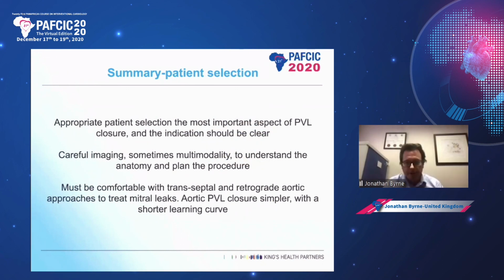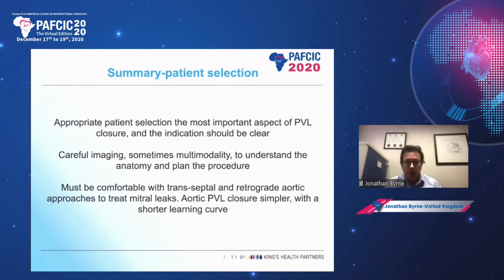It's a very brief overview, really, of who I think should and who shouldn't be treated. I think that actually appropriate patient selection is probably the most important aspect of PVL closure, and having a clear indication is really important. I think you have to understand the anatomy, and sometimes more than one imaging modality is important. I think that's less so with aortic leaks, which tend to be more straightforward. But using transthoracic, TOE, and sometimes CT to plan things, particularly early in your experience, is a useful thing.